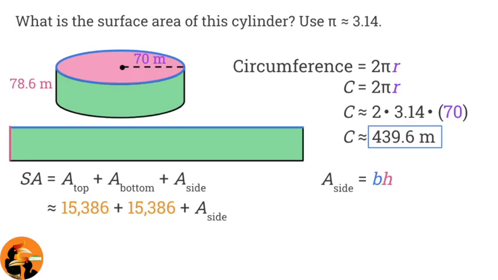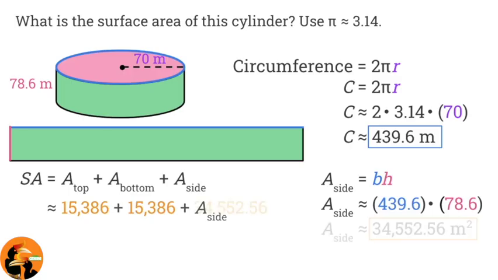So the area of the rectangle, or the side of the cylinder, is 439.6 times 78.6, which is 34,552.56 square meters. Let's find the surface area by adding the three areas we calculated.